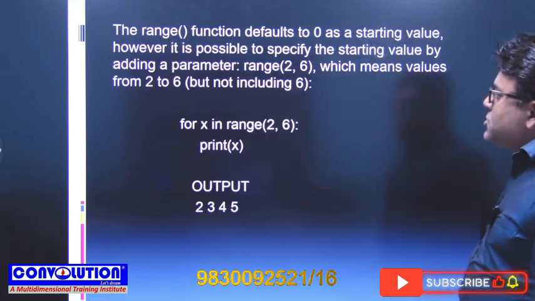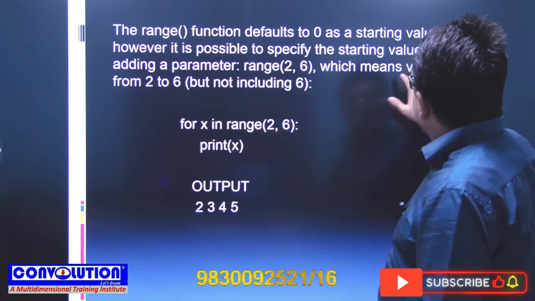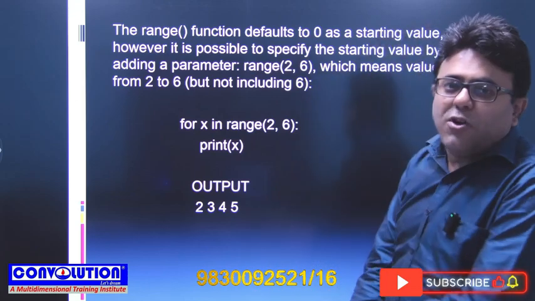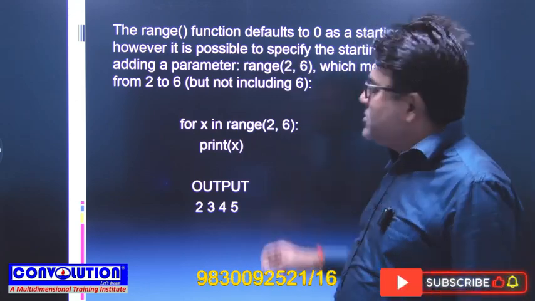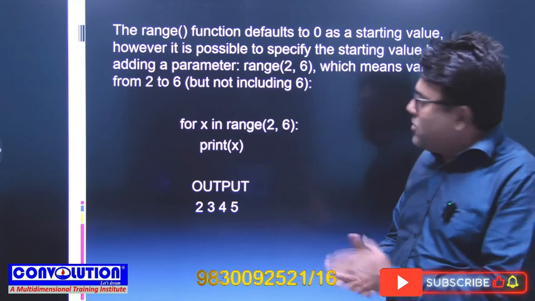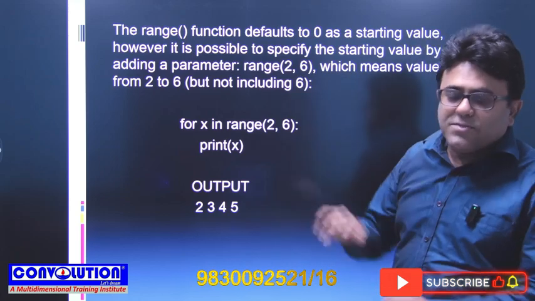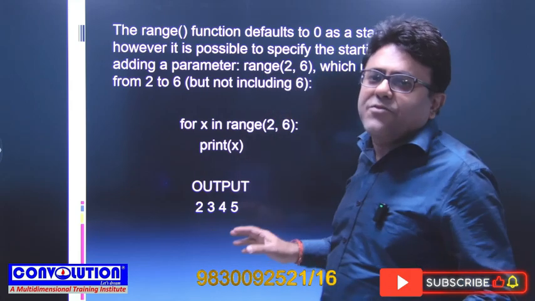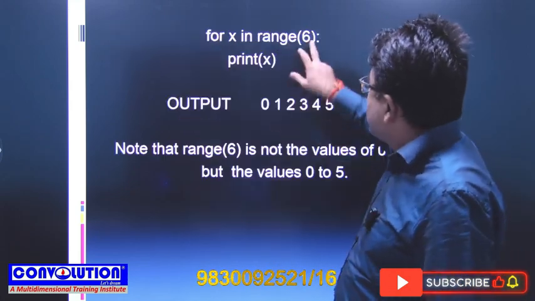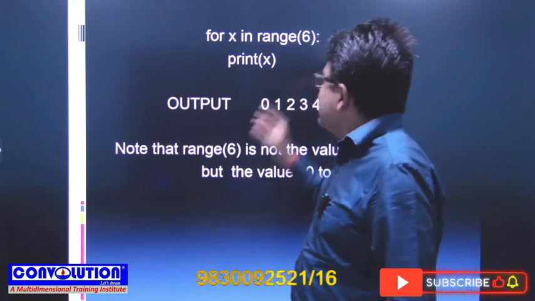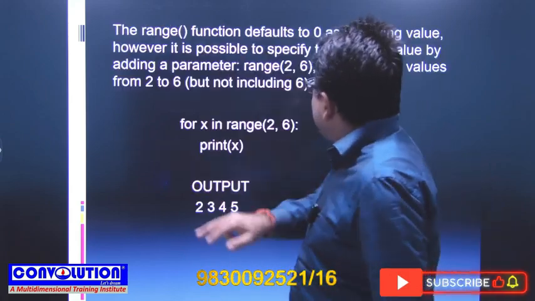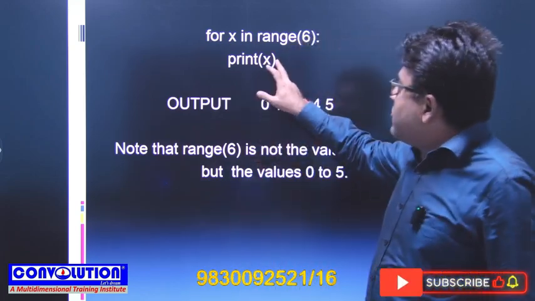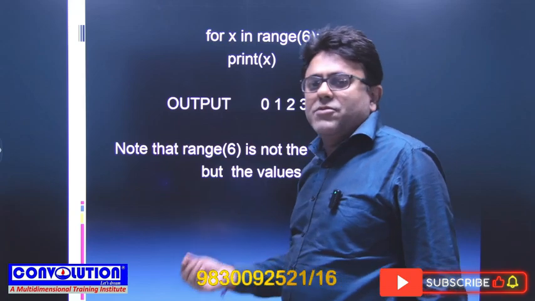I am saying range(2, 6). That means the values from 2 to 6. In this case the starting value is not 0; the first value is 2. Because I am specifying something. In the previous case I was not specifying anything, I was passing just one parameter, which is 6. But here I am passing two parameters. So here 6 is my endpoint. When I don't specify anything, my default starting value is 0.